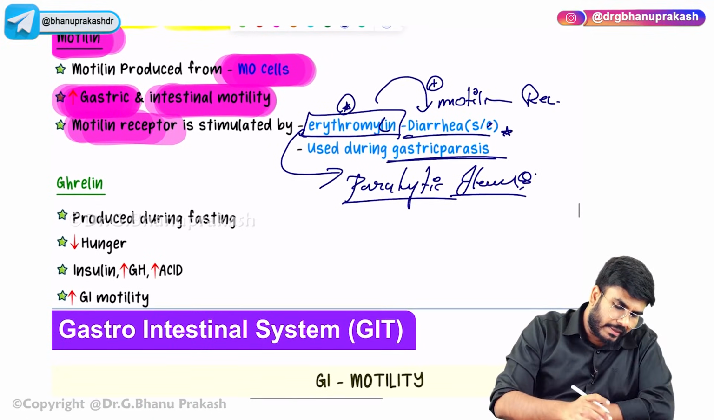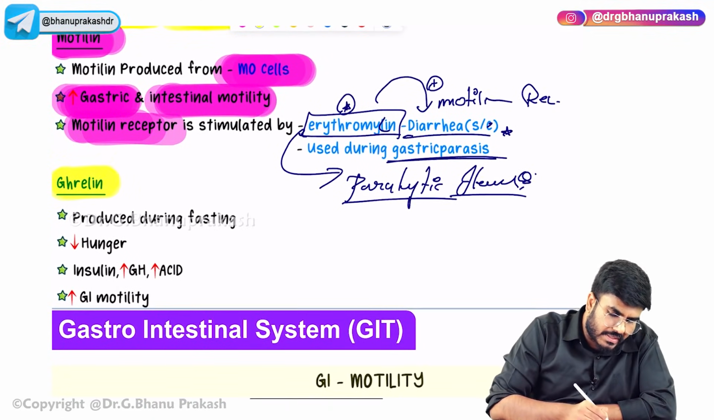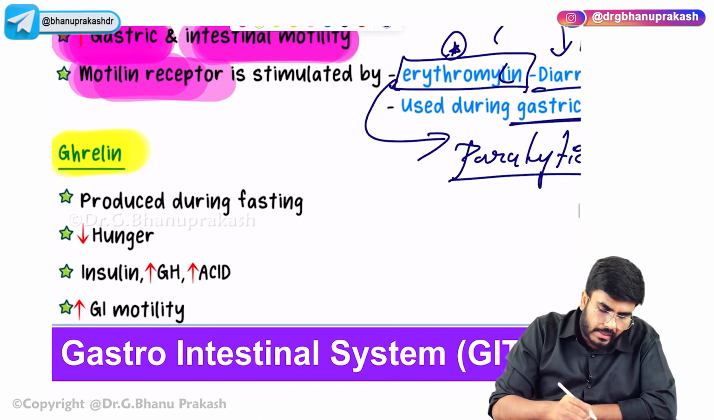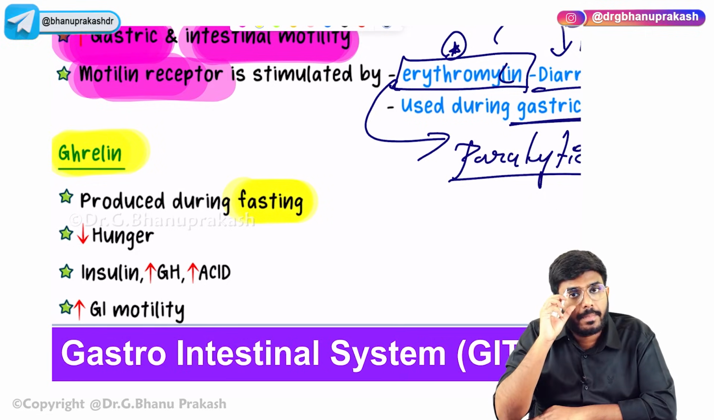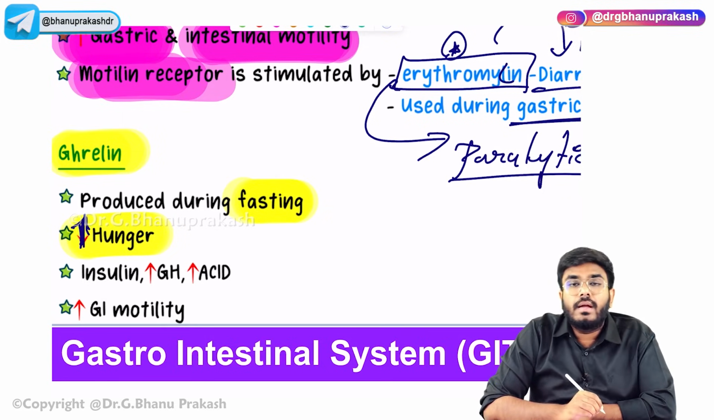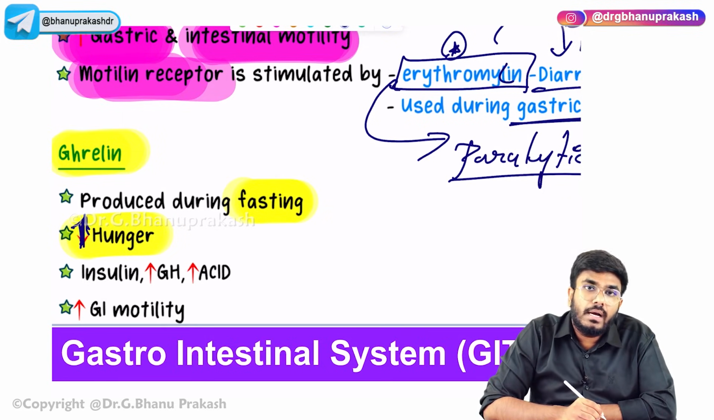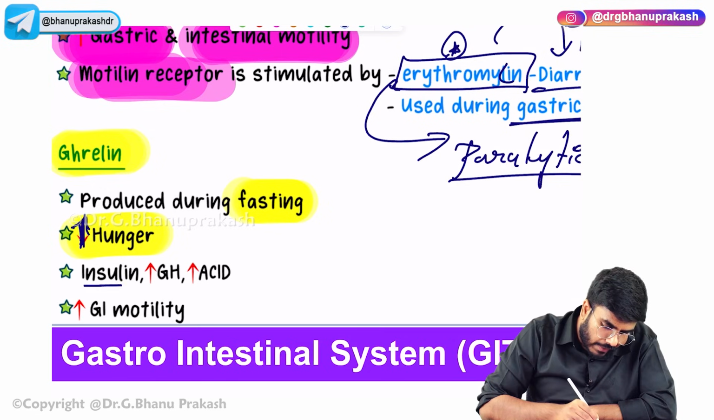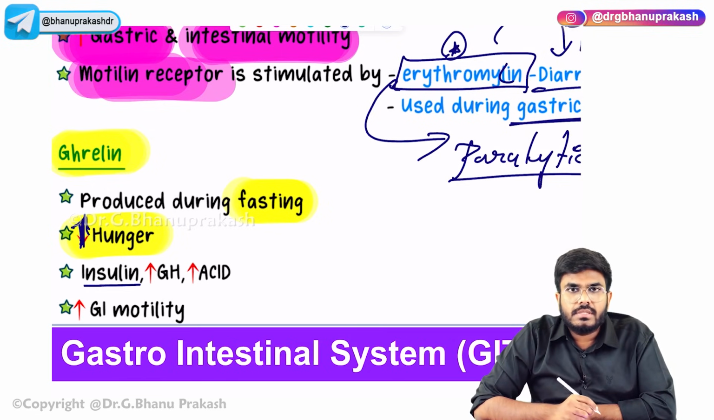Okay, completed. Now, one more important GIT hormone, which is called ghrelin. Your intestines produce ghrelin. Now, what is the function of ghrelin? Ghrelin is produced during fasting conditions. It increases your hunger. What is the hunger center in the brain? The lateral hypothalamic nucleus is the hunger center. Ghrelin goes and stimulates there, increasing your hunger. And not only that, what is the relationship between ghrelin and insulin? See, ghrelin is there during fasting. During fasting, you are not eating anything.